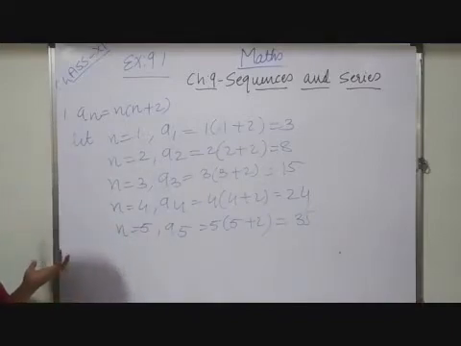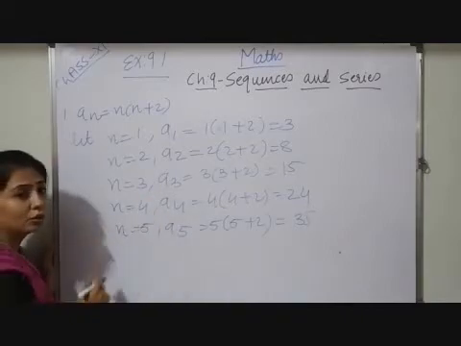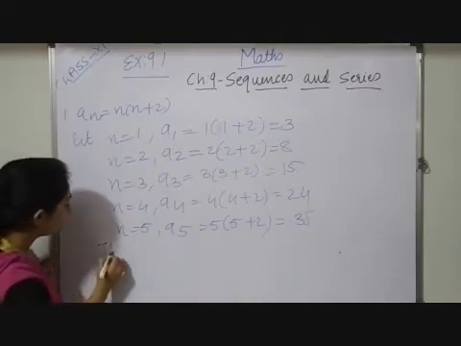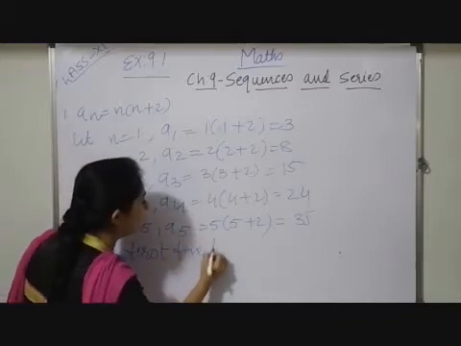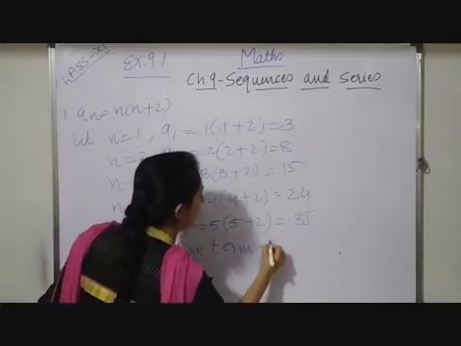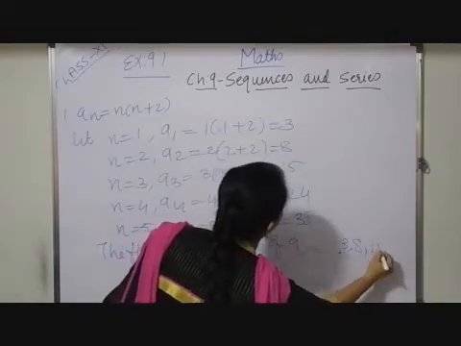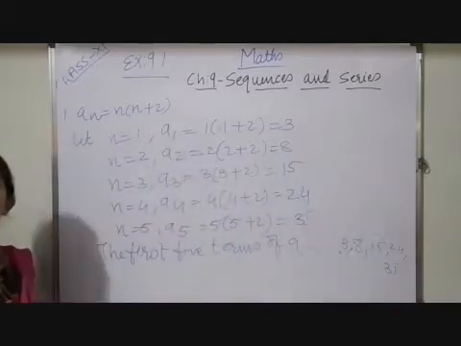So, similarly, you can find out the first 5 terms. In place of the first 5 terms, if they ask you for a specific term, how to find it, that I will show you in our next question. Therefore, the first 5 terms of the given sequence are 3, 8, 15, 24, 35. Like that you can solve it.